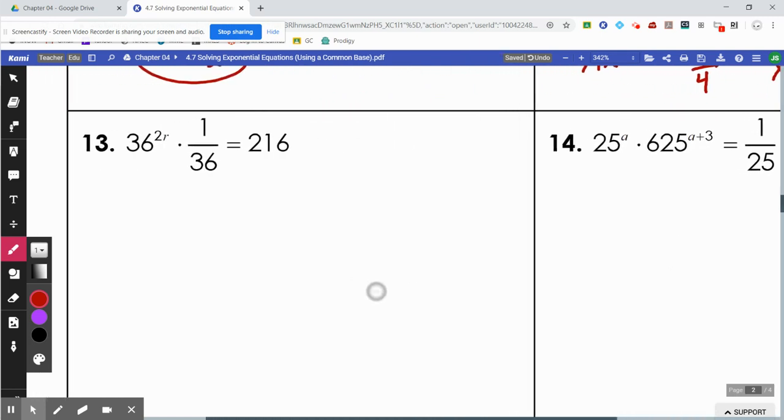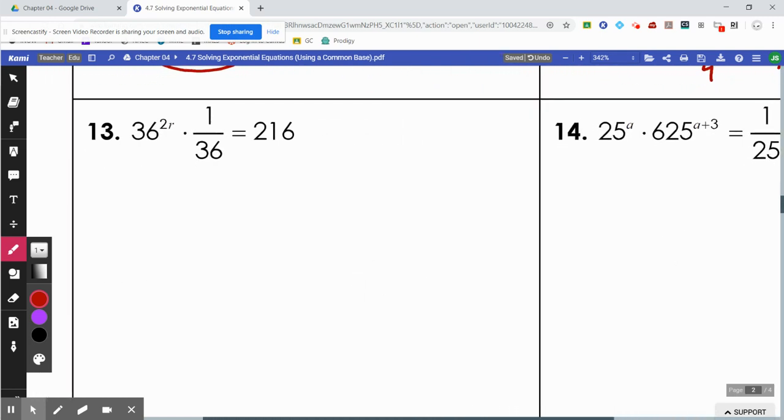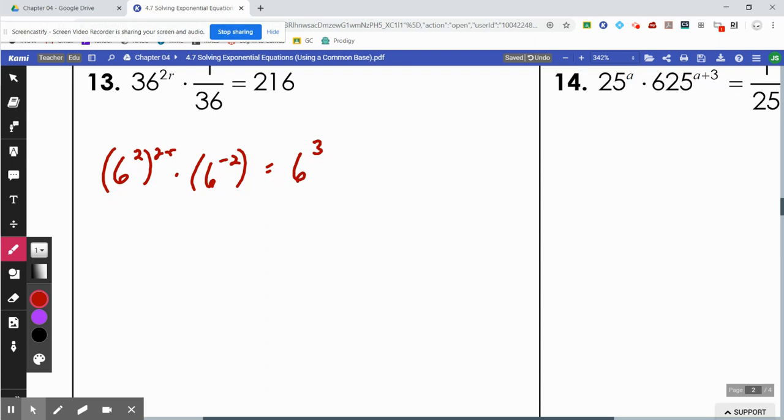Number 13. All of these, let's see, 36 to a power will not give you 216, so we're going to have to write all 3 of these terms as base 6 numbers. So 36 is 6 squared, and that's to the 2r, times 1 over 36 is actually 6 to the negative 2 power, and nothing's been done to that. And then 216 is 6 to the 3rd power.